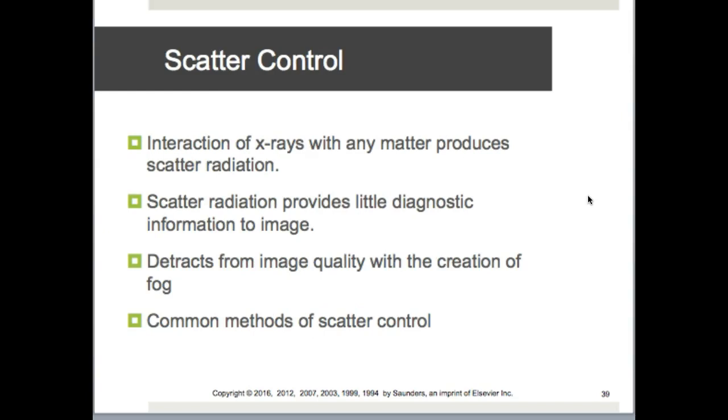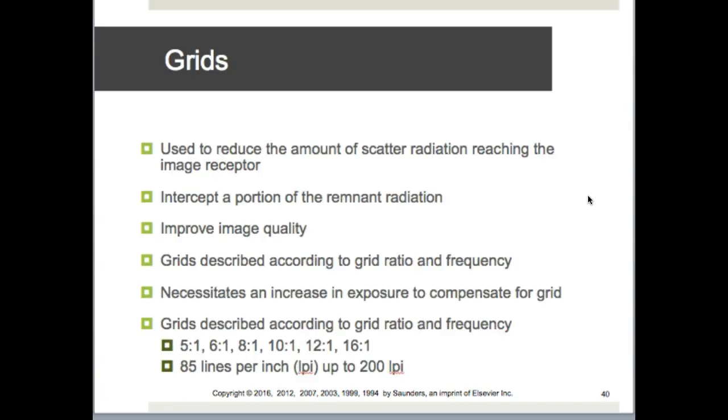Scatter. Interaction of X-rays with any matter produces scatter radiation. Scatter radiation provides little diagnostic information to an image. It detracts from the image quality with the creation of fog. A common method to control scatter is grids. We use grids after the beam passes through the patient, in the remnant beam, to reduce the amount of scatter radiation reaching the image receptor. So it's after the patient but before the image receptor.